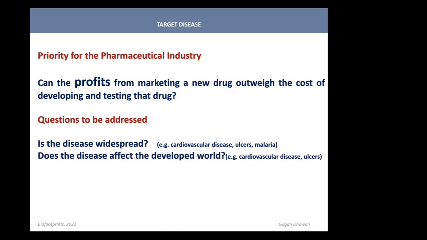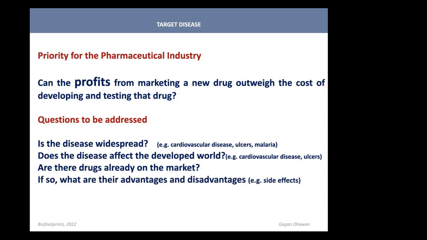Because who will pay? Once you have spent the money, as you just saw in the case of the corona vaccine, we want it to be delivered to us free from the government. But there is a cost involved in the development of that particular vaccine. So you have to check whether the disease affects the developed world, and also you have to see, are the drugs already available on the market? Whether a drug already exists or not, you have to check this, and if they are available, what are their advantages and disadvantages? Then only can you see whether you are able to identify a market advantage for a new therapy which you are going to deliver. This is what we want.